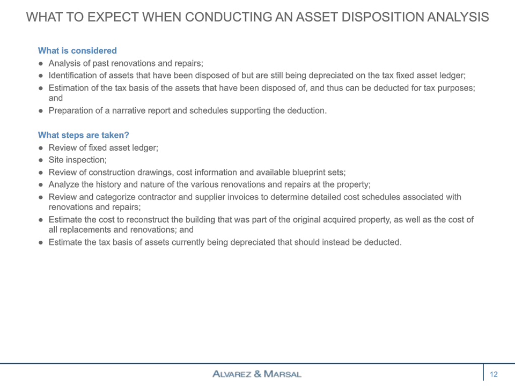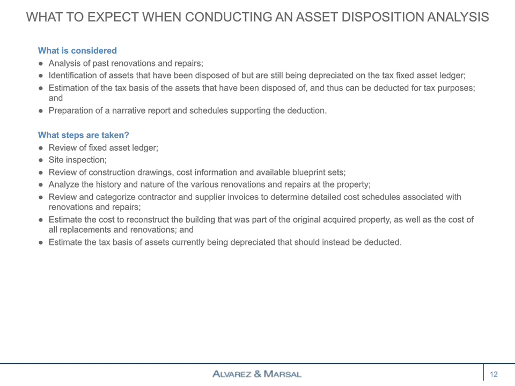I'm going to expand on some of the steps a little further and get into a little of the diligence we do throughout the process. We begin with the most logical place: we start with the fixed asset listing. We review the asset listing to understand how the tax basis corresponds with the assets that are actually in service. In addition, we look at what capitalizations have been made over the years.